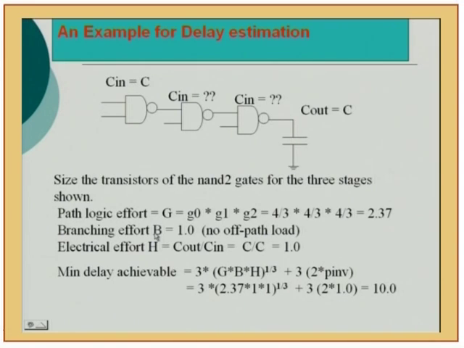All three are two input NAND gates. Each has a logical effort of 4 by 3. So 4 by 3 into 4 by 3 into 4 by 3, which is 64 by 27, which is 2.37. Or keep it 64 by 27, it may help because you have to take the one third power again, so maybe you can use that directly.